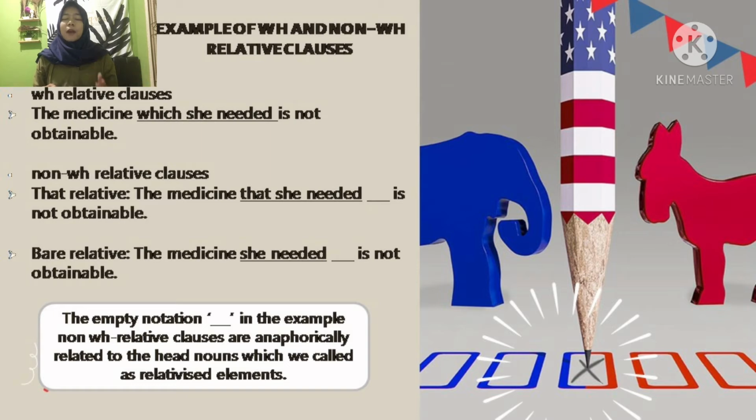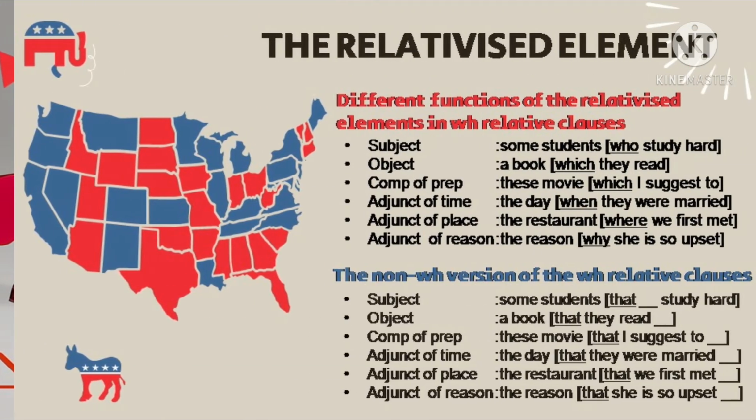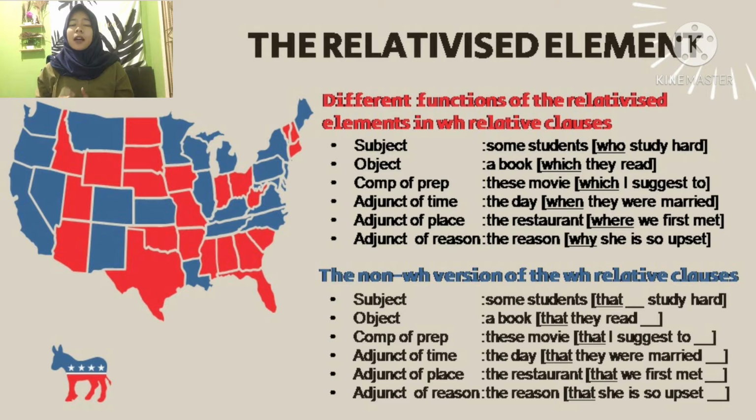Next, an example of a bare relative clause. The medicine she needed is not obtainable. Bare relative clauses here do not have any relative pronoun because the subordinator is omitted. Okay, now let's talk about the relative element. The relative element is the element inside the relative clause that refers to the antecedent. If there is a relative pronoun, then the relative element corresponds to the relative pronoun. The relative element can have a range of functions in the relative clause.